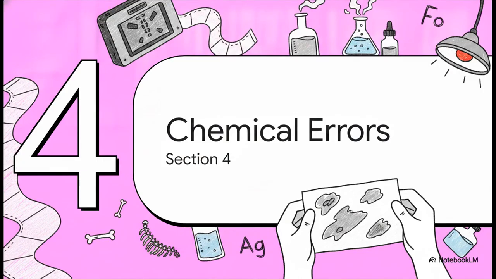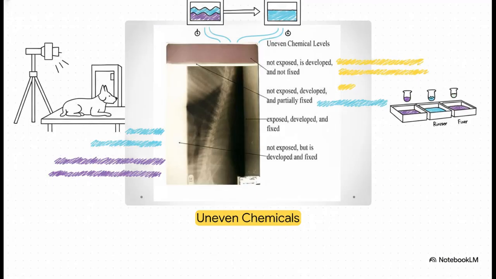Okay, let's step off the clinic floor and into the darkroom for Section 4, Chemical and Processing Errors. Check out these wild horizontal bands. This is literally what happens when development chemicals aren't stirred properly before use or when the chemical levels are just completely uneven in the tank. The top band of this film wasn't exposed to X-rays, was developed but wasn't fixed. Further down, you have areas that were exposed, developed, and fixed perfectly fine. It's a striking visual that physically demonstrates exactly what happens when the liquid levels of your processing chemicals are neglected.